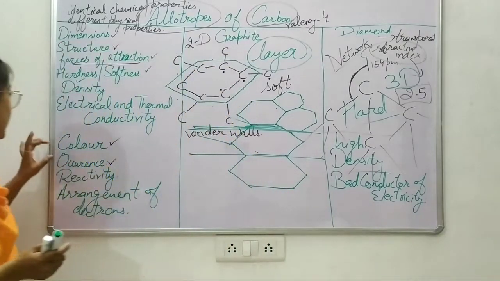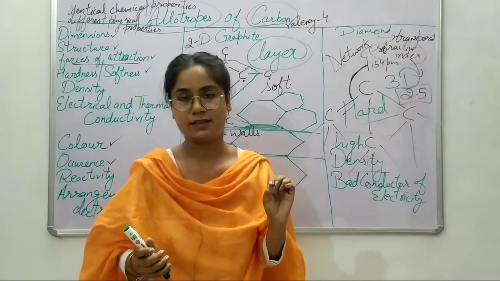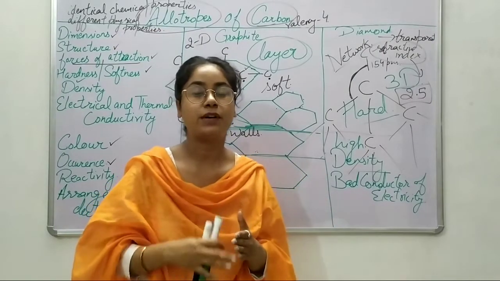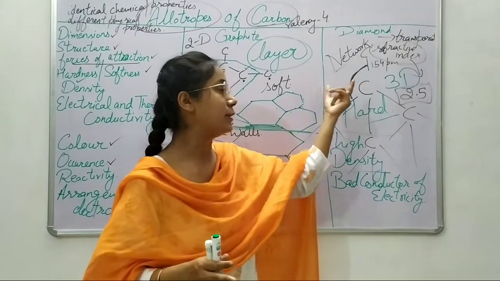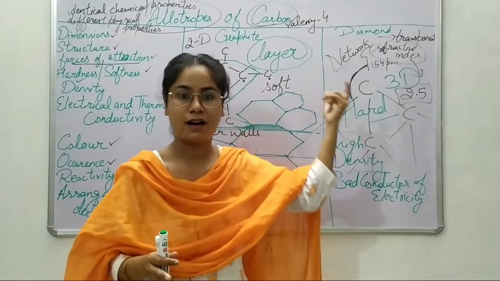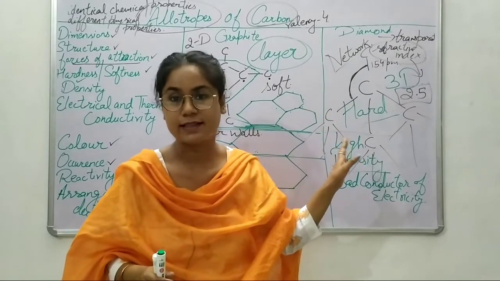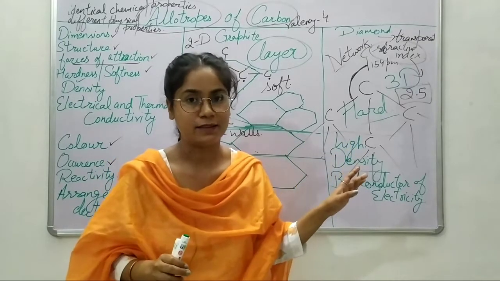Okay, now let's talk about the occurrence. When diamond naturally occurs under our earth, it is formed with high pressure and temperature, so much pressure and temperature that it becomes so hard and unbreakable. Diamond cannot be broken easily. Okay, it needs such a large force to break it.